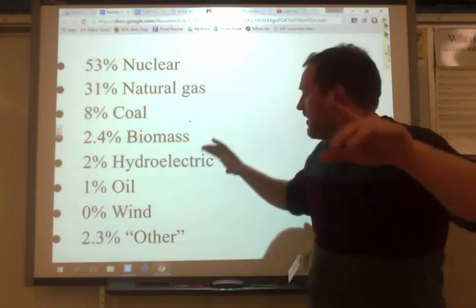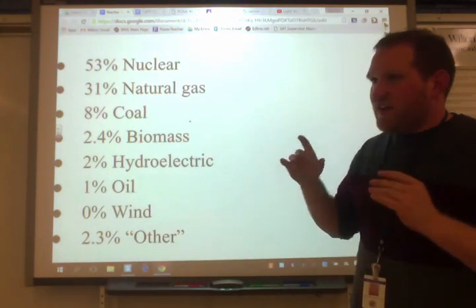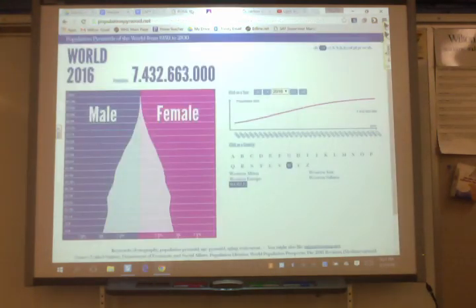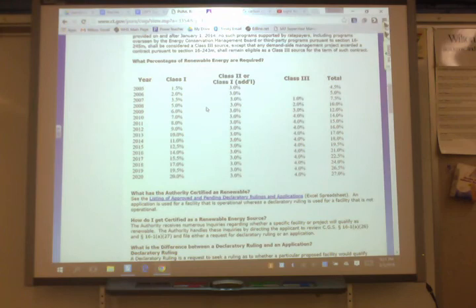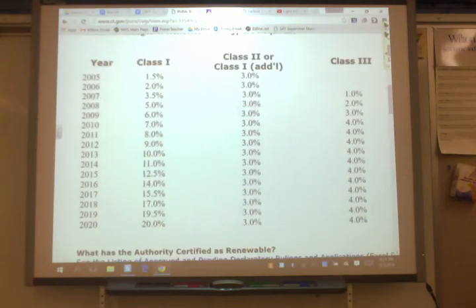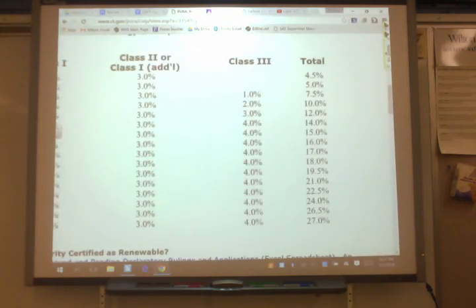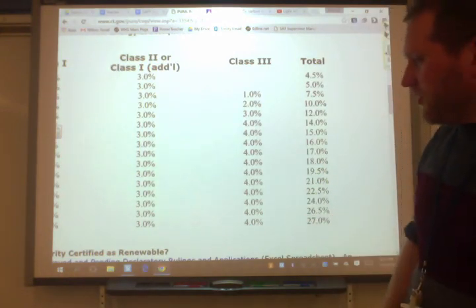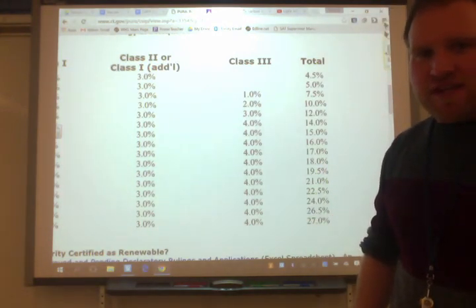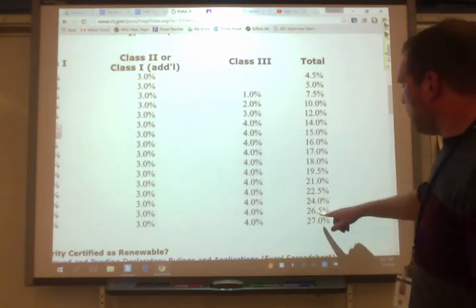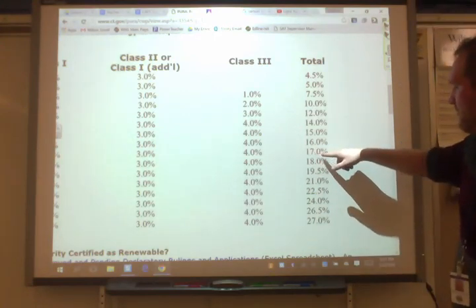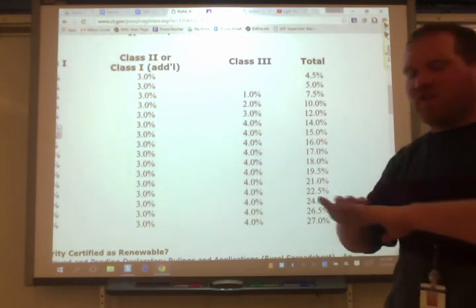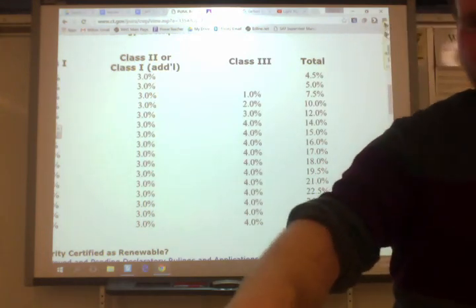Last thing I'm going to show real quick. Connecticut set a pledge that by 2020, 27% of this state's energy would be renewable. What are we at right now? 3.5%. What was our goal? For now, it would be, I believe, somewhere around 18%. So Connecticut's fallen way behind that. All right, that's it for this video.